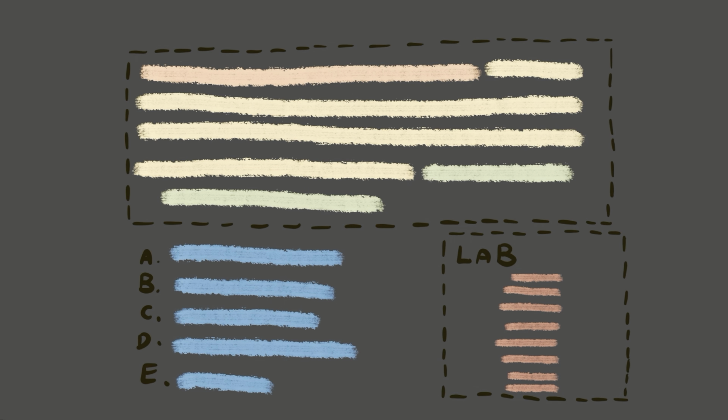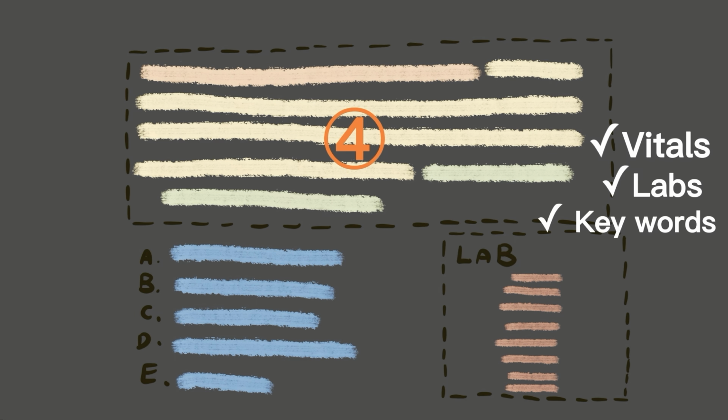Now let's do a quick recap. Step 1, read the first sentence. Step 2, jump to the last. Step 3, skim through the choices. Step 4, go back to the middle part of the question stem and look for 3 things: vital signs, abnormal lab data, and keywords. Now I want to give an example on how to apply this strategy.